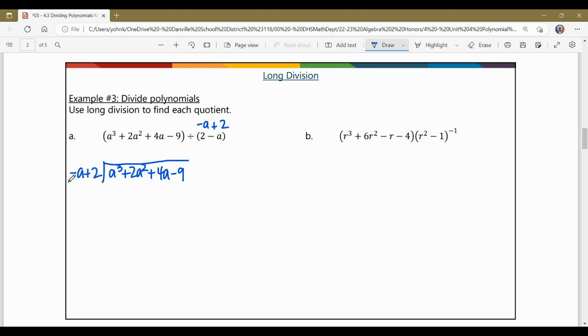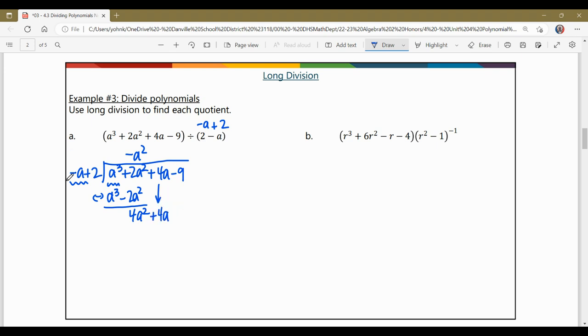So I'm going to see how many times negative a goes into a cubed, and that's negative a squared times. So then I distribute. Negative a squared times negative a is a cubed. Negative a squared times 2 is negative 2a squared. Draw your line and subtract. A cubed minus a cubed is 0. 2a squared minus a negative 2a squared is 4a squared. Bring down the plus 4a.